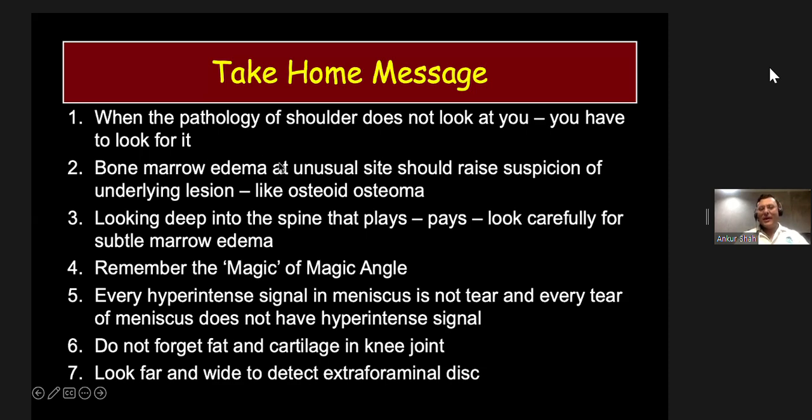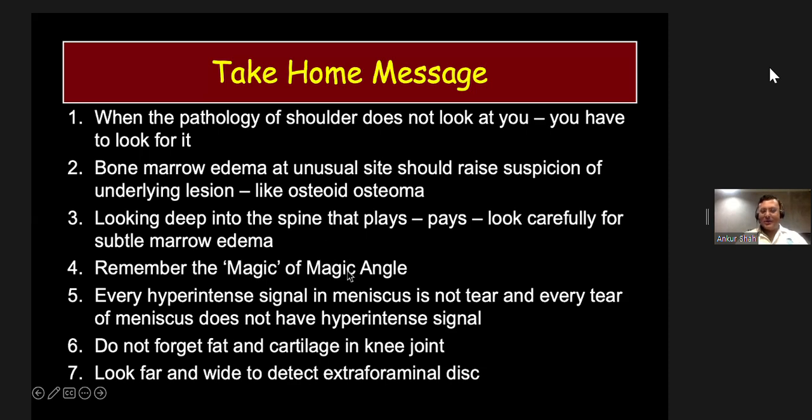Bone marrow edema, whenever you see edema at an unusual site, it should raise suspicion of an underlying lesion like osteoid osteoma. Look deep into the spine, that definitely pays you. Look carefully for the subtle marrow edema because of the stress injury, and we need to detect it early and give a rest to the player to avoid the future consequences of fracture of the spine.